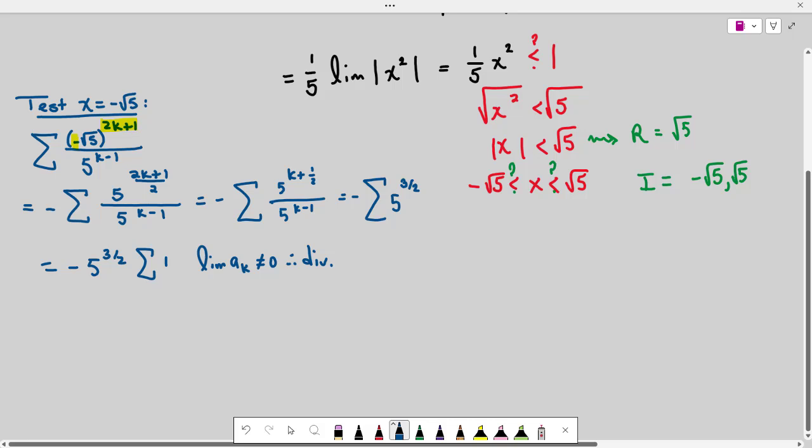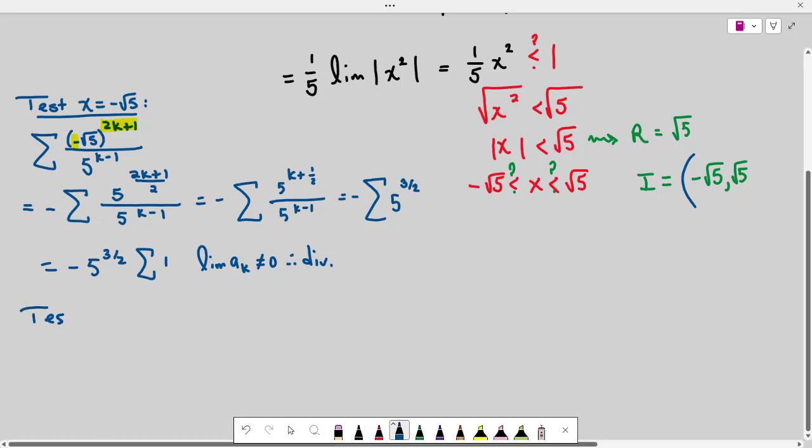All right, so that means we exclude negative root 5, so our interval is going to have a parenthesis on the left. Technically speaking, though, if you just removed the minus sign right there, and then you had 5 to the 3/2, that still wouldn't be 0. So then would you have divergence? Yes, you would, 100%. Yeah, I know what you're saying. A closed interval on the right too?